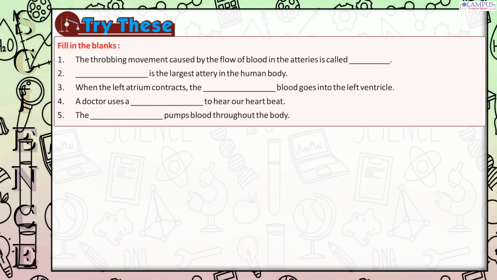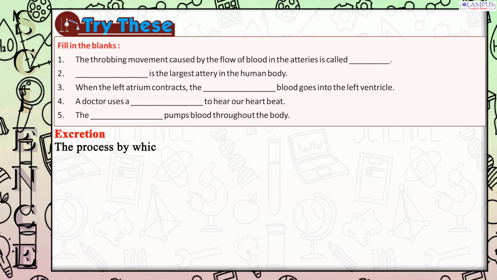Try these. Fill in the blanks. 1. The throbbing movement caused by the flow of blood in the arteries is called ___. 2. ___ is the largest artery in the human body. 3. When the left atrium contracts, the blood goes into the ___ ventricle. 4. A doctor uses a ___ to hear our heartbeat. 5. The ___ pumps blood throughout the body.